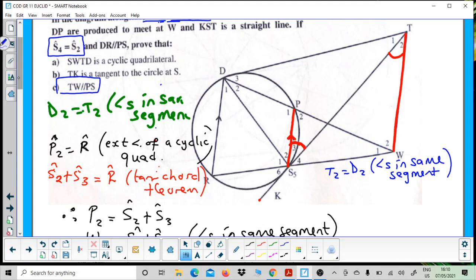But how many of you still remember that this thing was a tangent here? So if I want to talk about this S3, can you see what it should be equal to right now? It will be equal to D2. So S3 is also equal to D2. And this is tan chord theorem. Now, the two angles I was targeting, I'm already done.